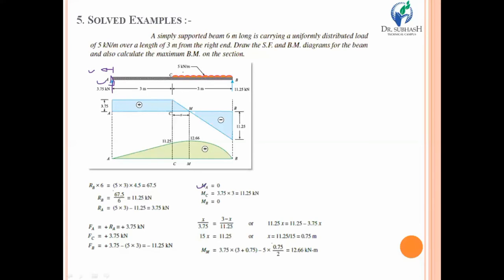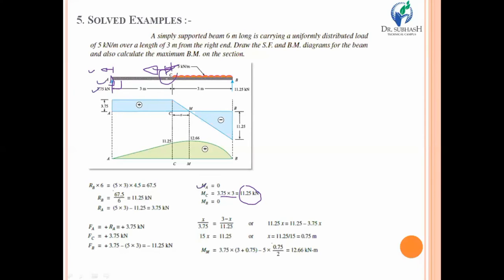Now, a similar procedure you have to adopt for section C. Suppose you are calculating bending moment at section C, then think about C and the left hand side of it. Yes, there is one force, that is 3.75, which is acting on the left hand side, span AC, and there is also a perpendicular distance of 3 meter from section C to section A. So we multiply 3.75 into 3, and that is equal to 11.25. That is the moment which is acting in clockwise direction over section C.